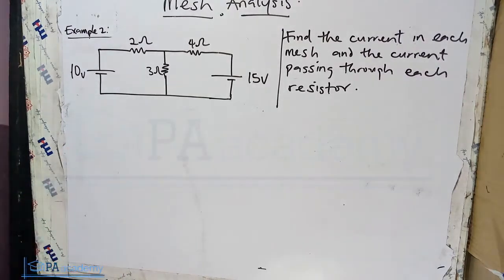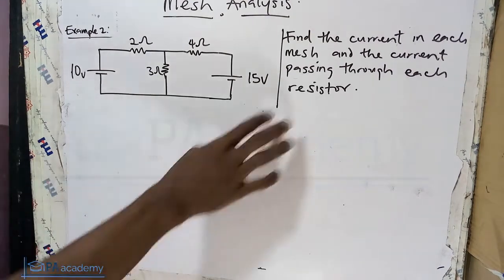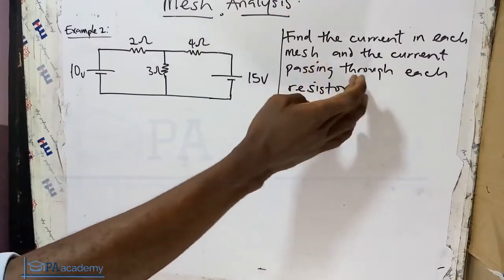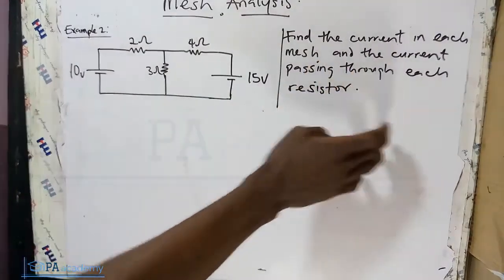This is almost similar to the one we looked at in the previous example, but towards the end you are going to be seeing some little differences that will give you more knowledge about mesh analysis. Alright, so now this is the circuit. The question says find the current in each mesh and the current passing through each resistor.